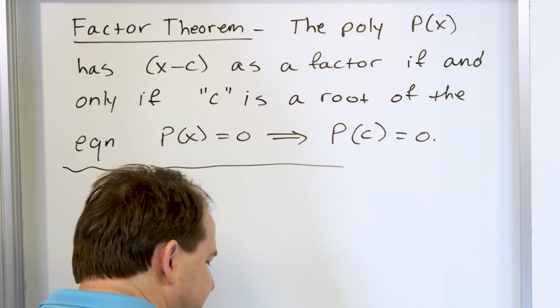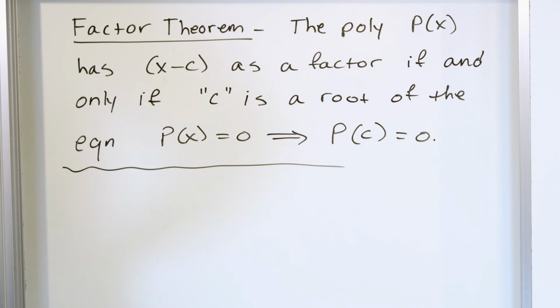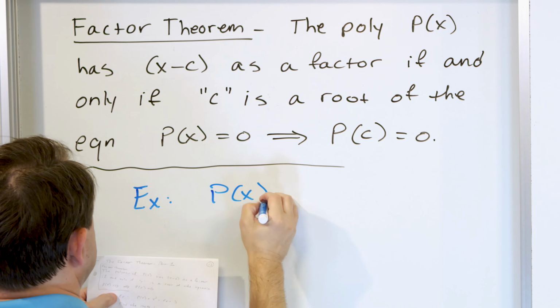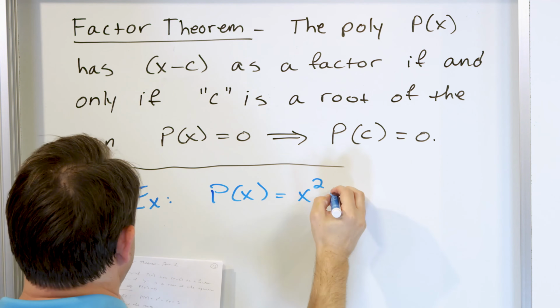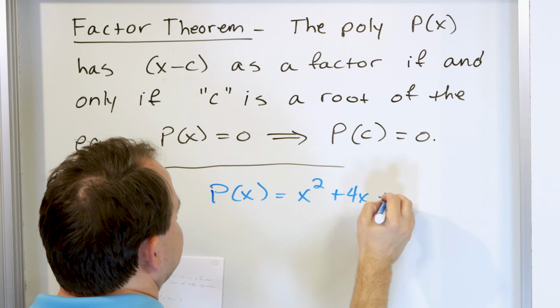So what I want to do is continue talking about this whole thing. Forget about these words for now. We're gonna bring it down with some concrete examples. So here's an example of what this factor theorem really says. Let's say you have a polynomial, and it's very concrete. It's x squared plus 4x plus 3.